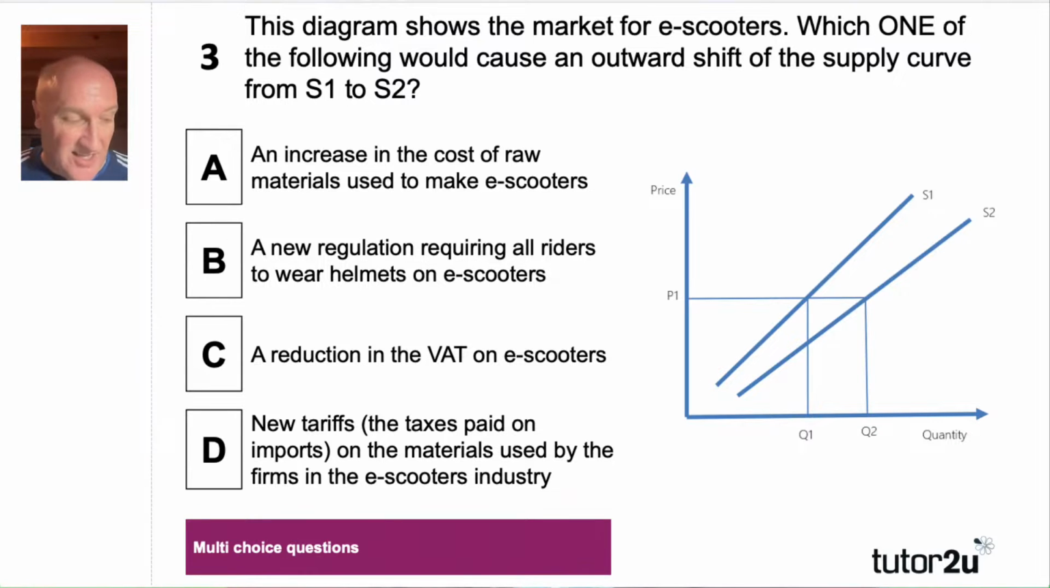So a lot of people saying C. Harry and Bethany and Keris and Joshua have all come in with C. Megan and David, I think you're right. Let's check the answer. It is indeed C. A fall in VAT. The European Union actually brought down the VAT rate in member countries for electric scooters. I'm not sure what's happened in the UK. Causes a pivotal outward shift in the supply curve, as you can see.